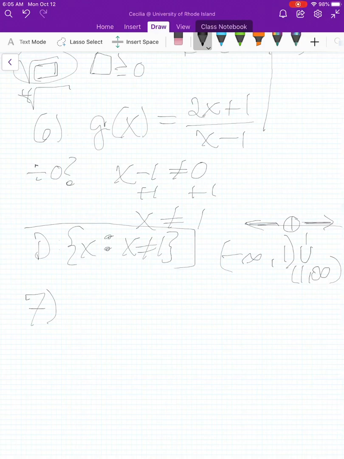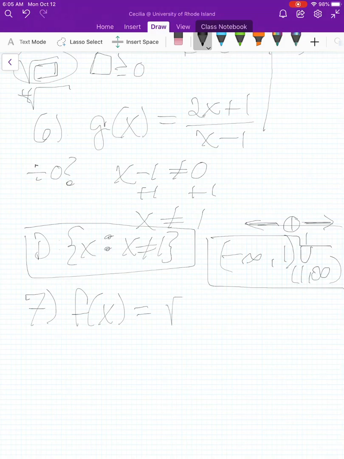So the answer in set notation or in interval notation. Okay, the next problem, f of x is equal to the square root of x minus 5. Okay, there's no division by anything here, so we don't have to worry about division by 0, but we do have to worry about the square root.